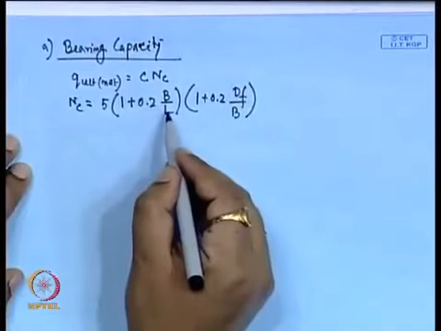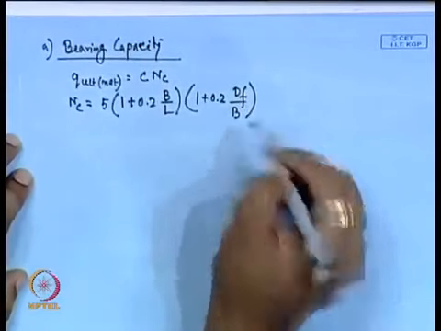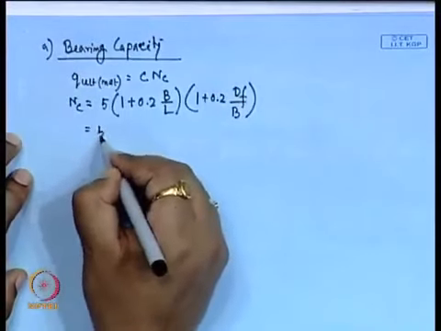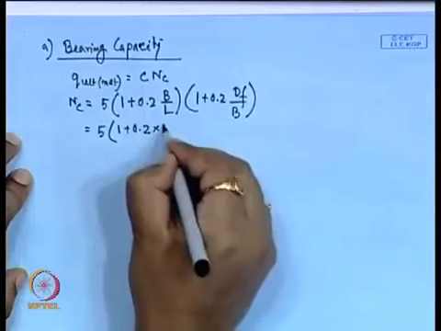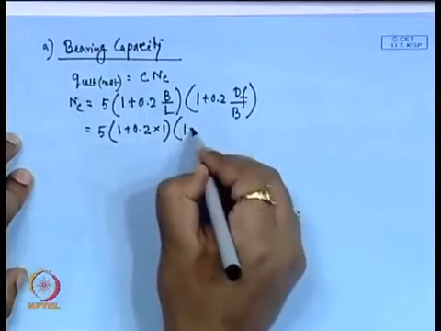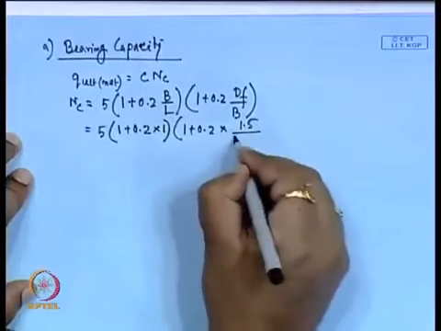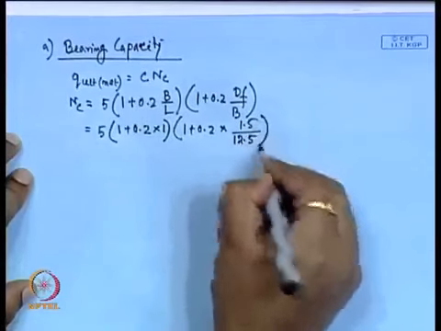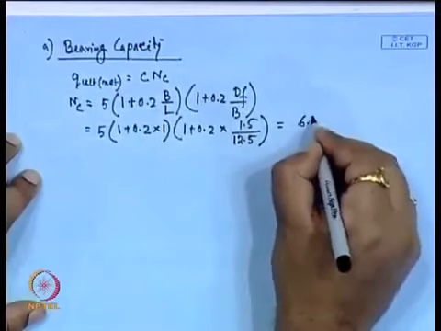Here this B by L is 1, d f is 1.5, B is 12.5. So, we will get the N C value as 1 plus 0.2, this is 1, this is a square footing, plus 0.2 into 1.5 divided by 12.5. So, the N C value is coming 6.144.